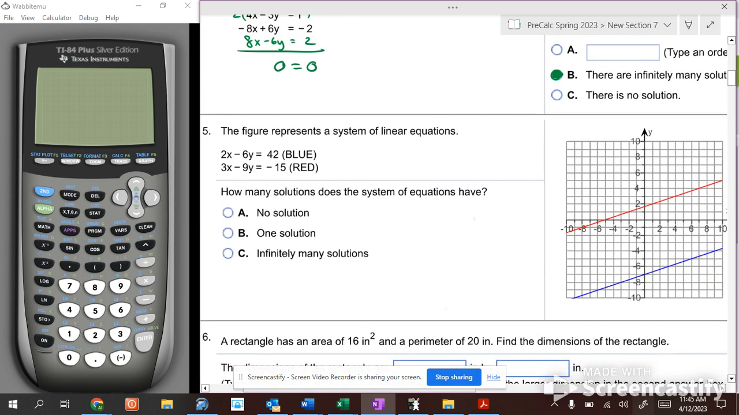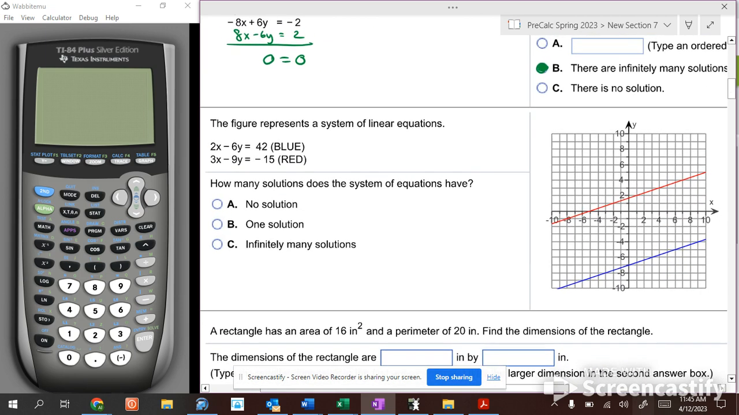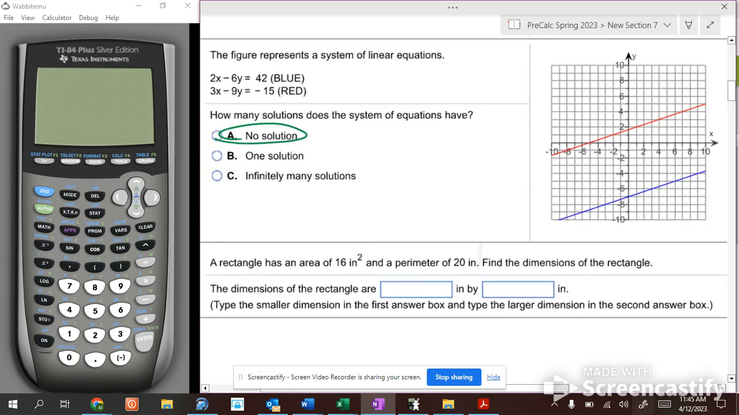All right. So we have a blue line and a red line. What are they to each other? Parallel. So if we are parallel, will they ever cross? No, so we'll have no solutions.